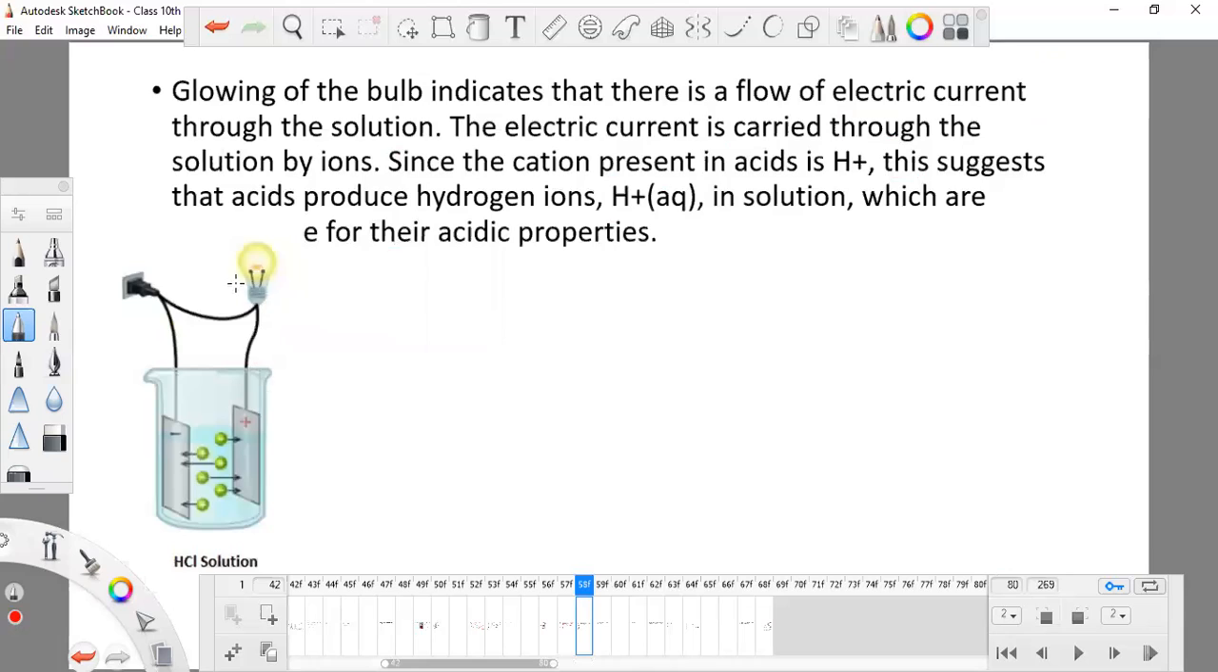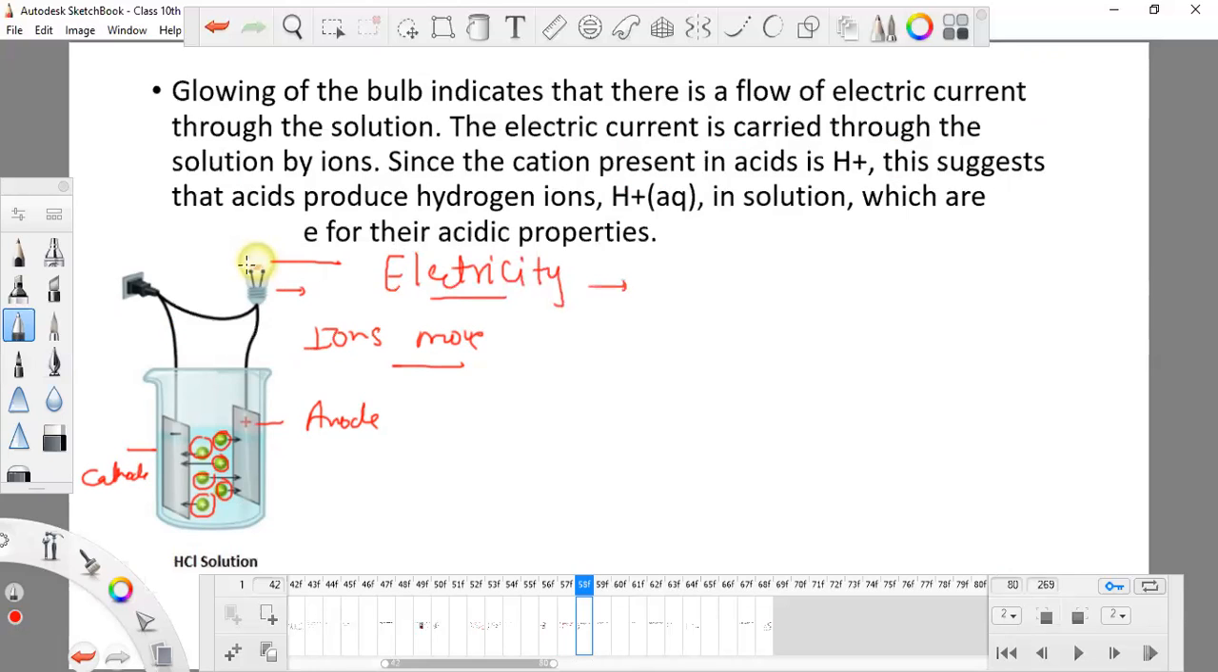Now this is an experiment, you know this. This is the anode and this is the cathode, and these are ions. They are moving toward their corresponding poles depending on what charge they have. Only when the ions move will there be conduction of electricity, and this bulb will glow.